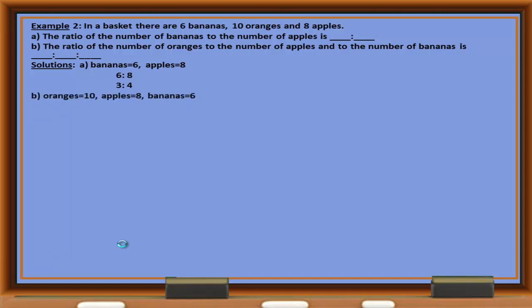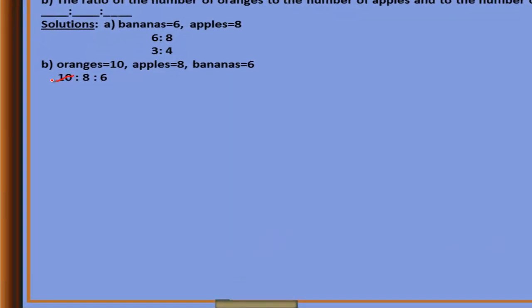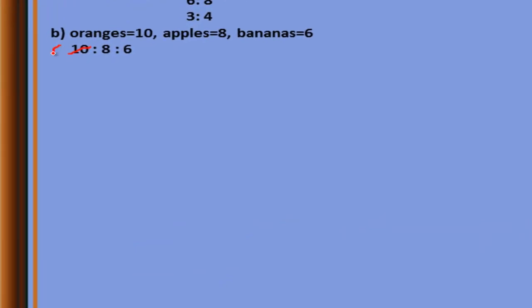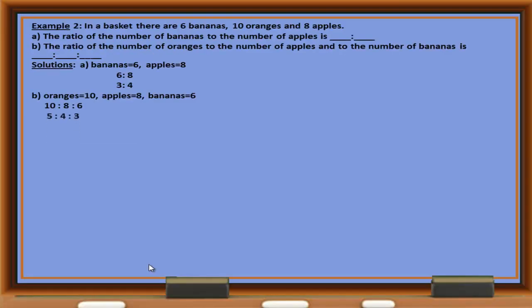B. Oranges are 10, apples are 8, bananas are 6. Then we write 10 colon 8 colon 6. We simplify it by 2. 10 by 2 is 5, 8 by 2 is 4, 6 by 2 is 3. Therefore, the ratio is 5 to 4 to 3.